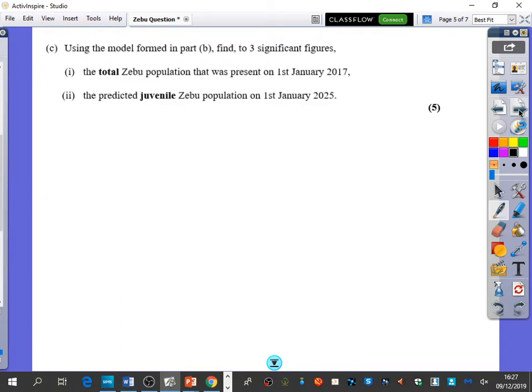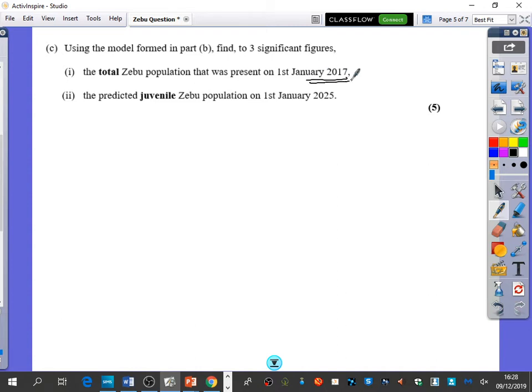So here is where we're actually going to have to do some maths with this. It says, using the model formed in part B, find to three significant figures the total zebu population that was present on the 1st of January 2017. Then the predicted juvenile population on the 1st of January 2025. So this one wants us to go backwards a year.